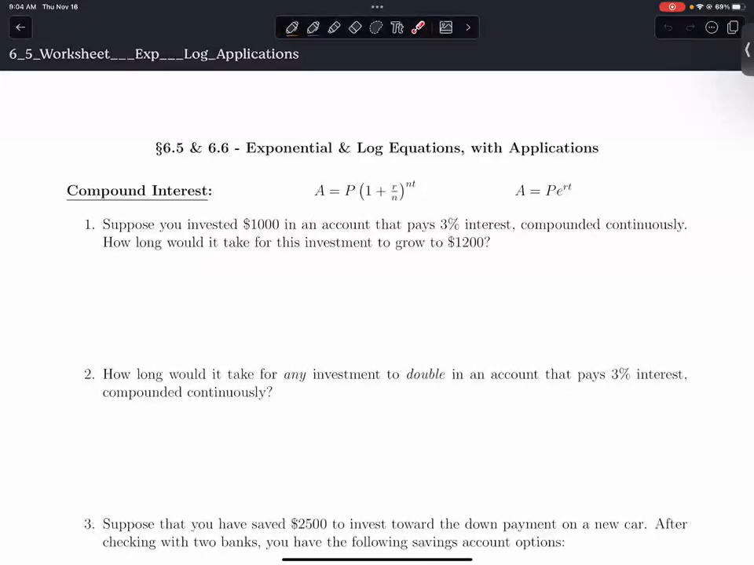So suppose you invested $1,000 in an account paying 3% interest compounded continuously. How long would it take for that investment to grow to $1,200? How would we set that up? Okay, pick the right formula. Then what? Plug everything in. Okay, what's everything?